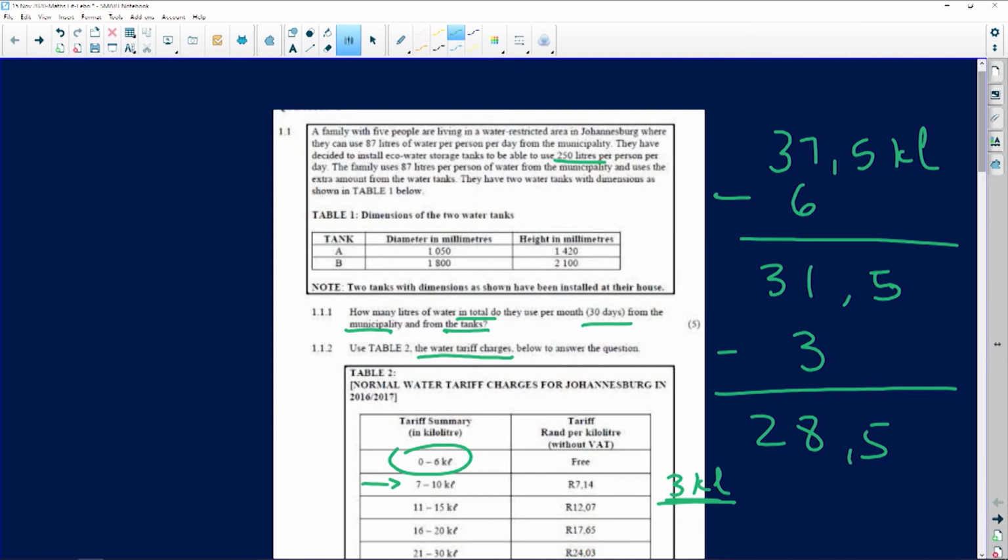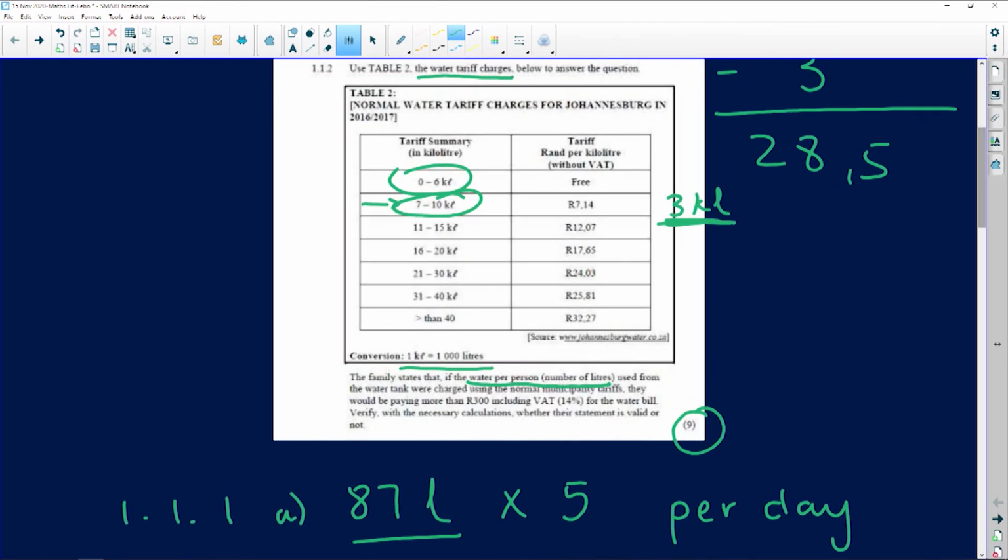28.5 kiloliters, because now I've subtracted this 3 kiloliters that I've used. Okay, it's that. Now I go to the next bracket. The next bracket is from 11 to 15. I say 15 minus 11, and that's going to give me 4 kiloliters. That means for the next 4 kiloliters, guys, I'm going to be paying 12 Rand and 7 cents.